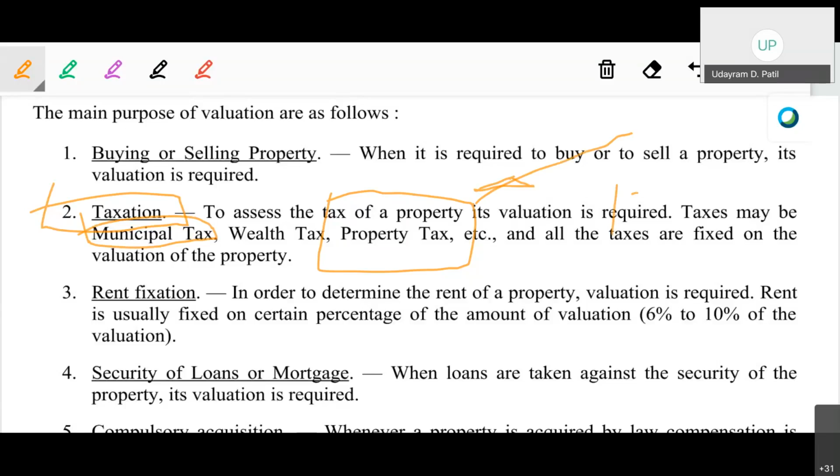Okay, for the 10 lakh building, the municipal tax will be lower. Whereas for the 50 lakh building, the particular tax will be different. So depending upon the value of my particular building, the current yearly value, I will pay the taxes. So for the taxation purpose, we do the valuation.